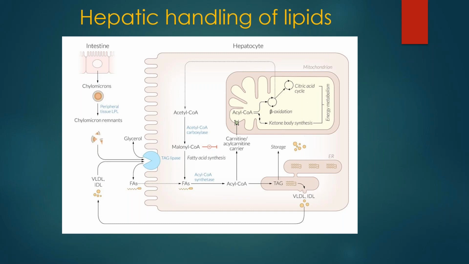Now the TAGs which are made in the endoplasmic reticulum can be either stored as lipid droplets in the hepatocyte itself, as I've told earlier, or the hepatocyte can just throw them out into the blood again. This is done by packaging them into VLDL particles, very low density lipoproteins, which go into the blood and then either go again to the cycle of lipid breakdown and entering the hepatocyte, or go to other organs like the adipocyte for storage.